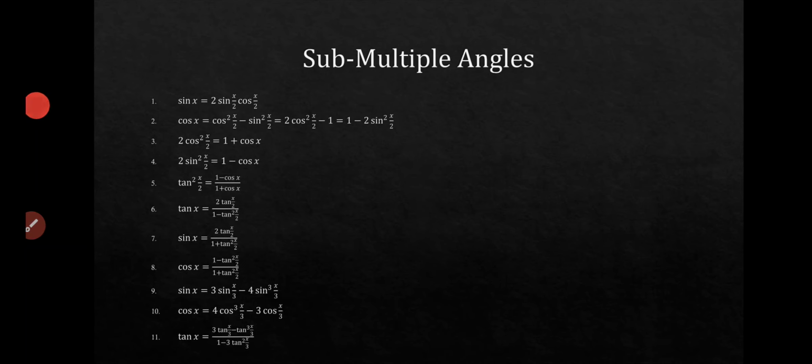So what was the multiple angle formula? Sine 2x is equal to twice of sine x cos x. So here it will be sine x equals twice of sine x by 2 cos x by 2. So whatever the angle is there, you just divide it by 2. And in case of 3x formulas, you just divide it by 3. So that will just give you the formula, right?